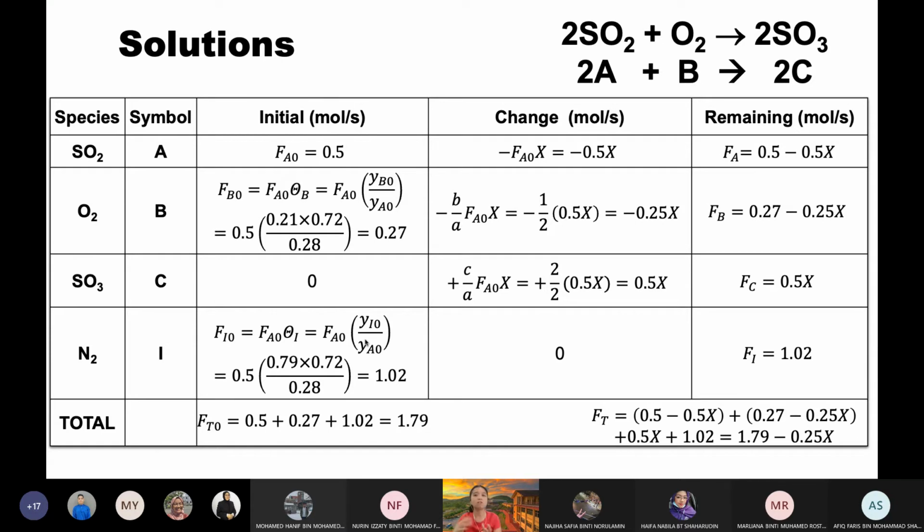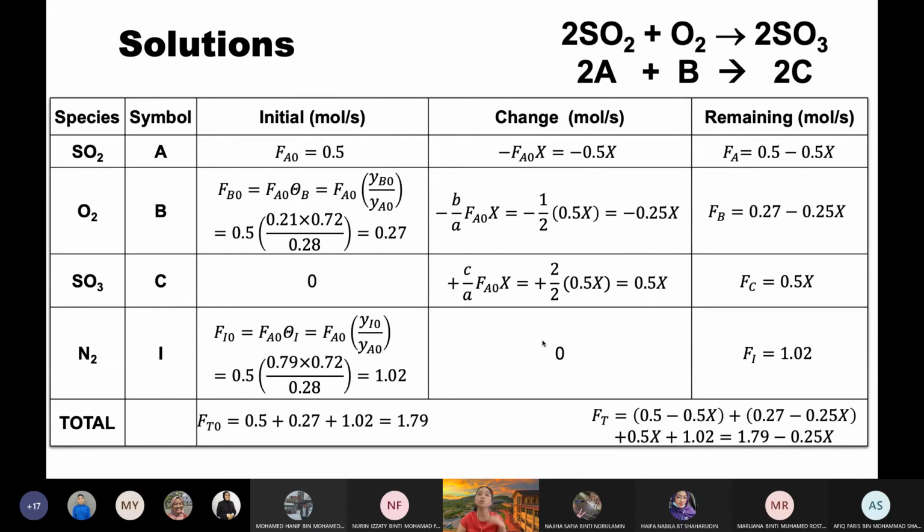So berapa initial fraction of nitrogen gas? Sama konsep macam oksigen. Nitrogen gas contains in the air. In the overall system, the air is 72%. And in this 72% of air, I have 79% of N2. So kalau saya nak kira fraction nitrogen in the entire system, I must multiply these two. So 0.79 multiply with 0.72. Divide with fraction of SO2, 0.28. Multiply with Fa naught, you get 1.02. Okay, so that's how much inert molar flow rate yang masuk is actually 1.02.